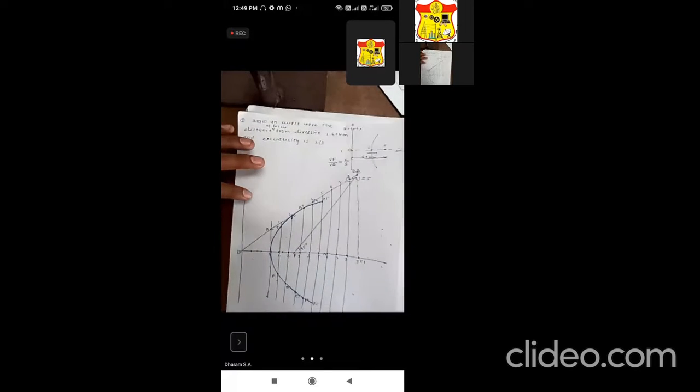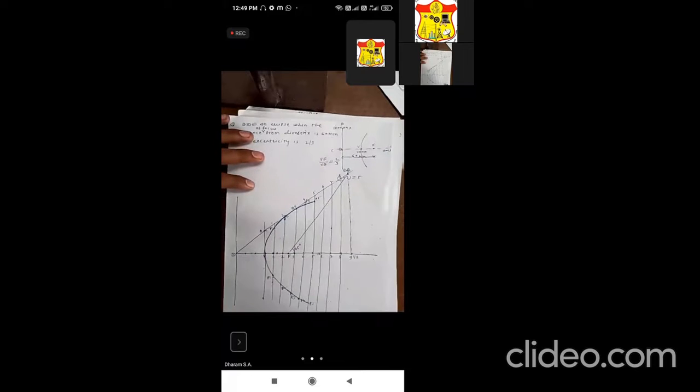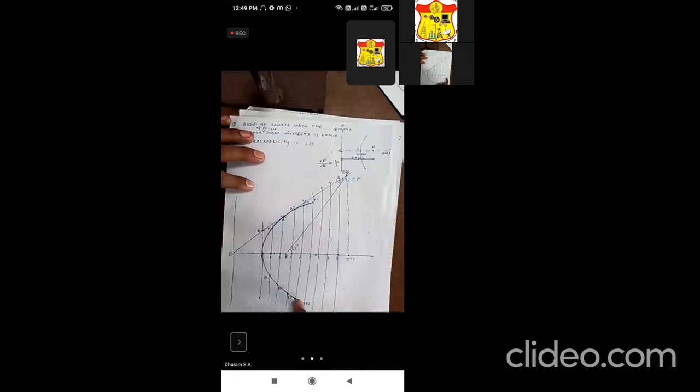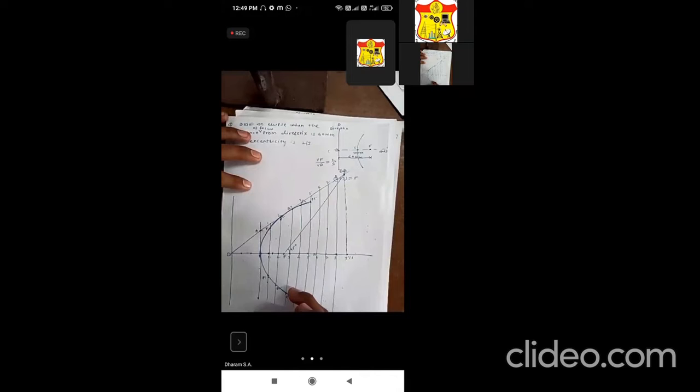Okay, I hope you got it. If you have any difficulty, you are always welcome to ask questions. This is only a half portion; the other half portion goes in this direction. So this is the ellipse by the directrix focus method. I hope you understood it. Thank you so much.